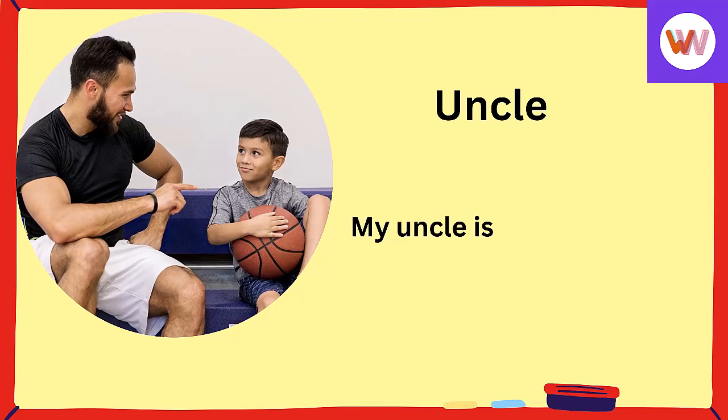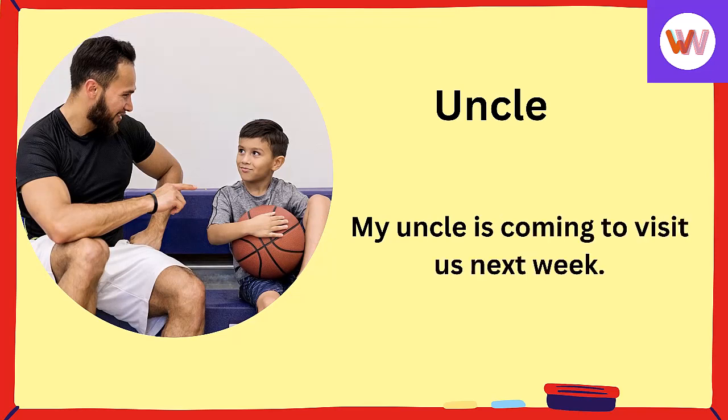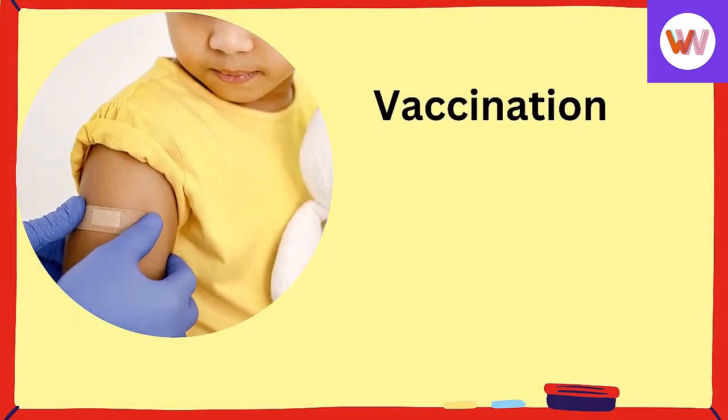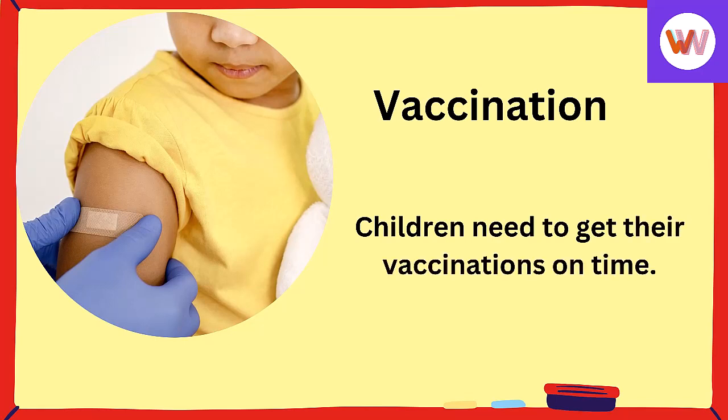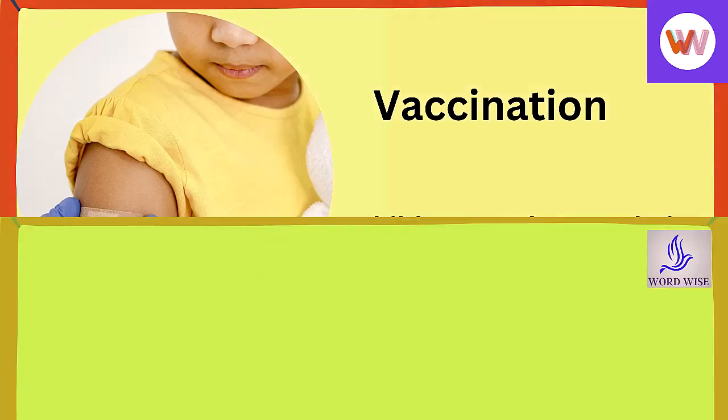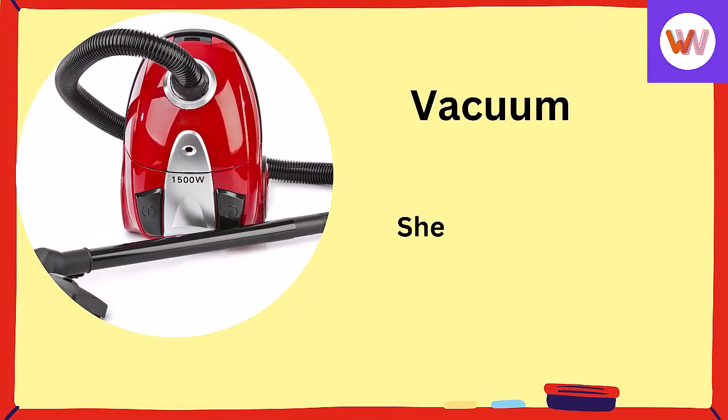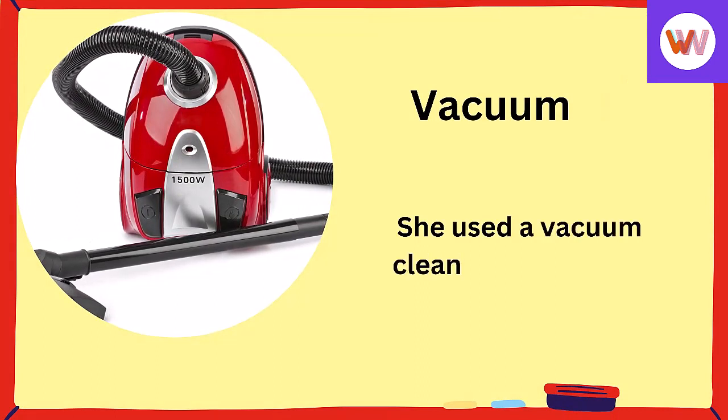Uncle. My uncle is coming to visit us next week. Vaccination. Children need to get their vaccinations on time. Vacuum. She used a vacuum cleaner to clean the carpet.